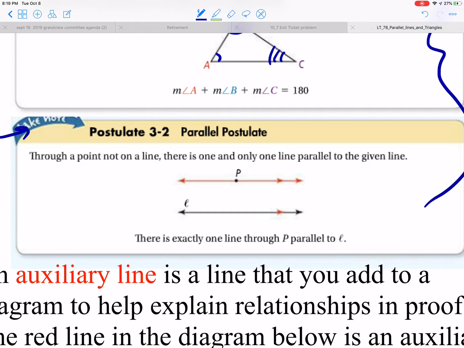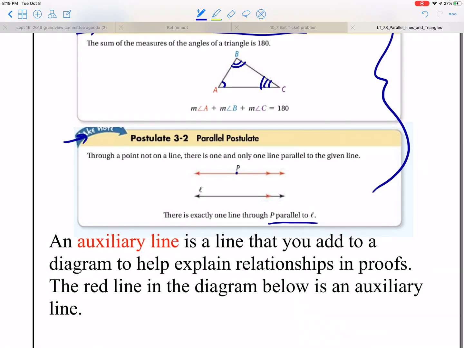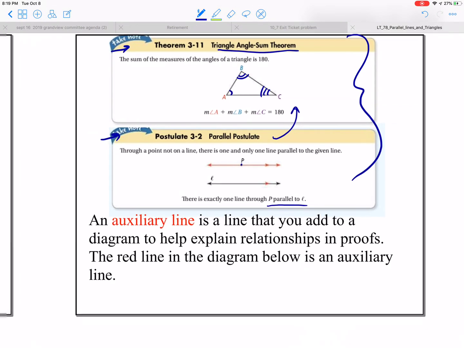The parallel postulate says that through a point not on a line, such as point P, there exists one and only one line parallel to that given line. So there's exactly one line through P parallel to line L. That's what the parallel postulate means. And we're going to use this postulate to help prove that theorem.